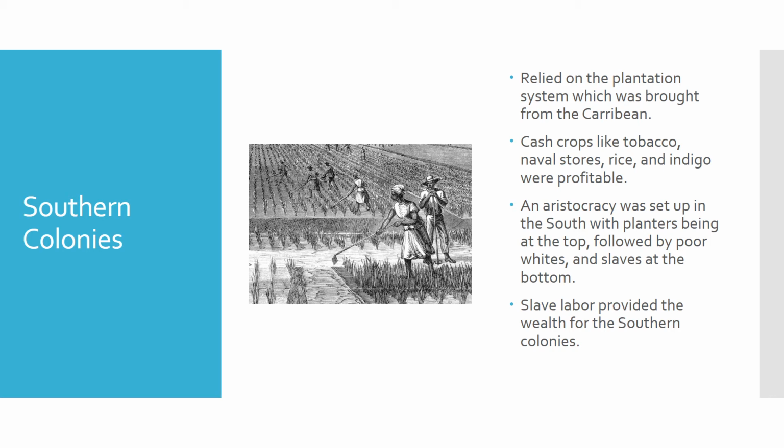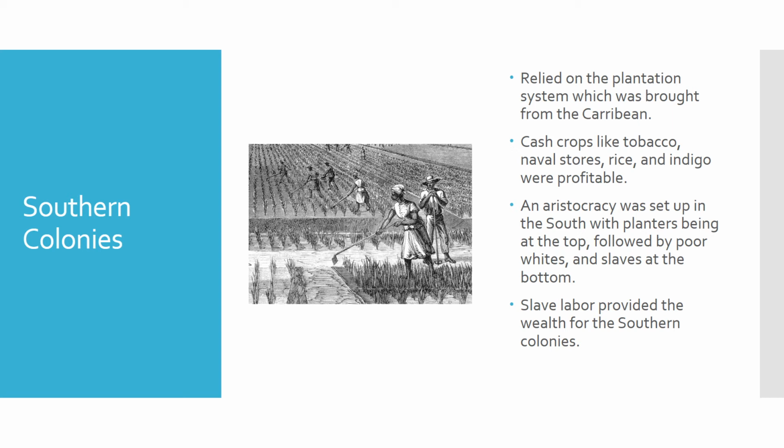Those planters, even though they're a minority of the population, there aren't many of them, they are the most important members of the society. An aristocracy is going to be set up where those planters are going to sort of be in charge of everything. They're going to control the economy, they're going to control the culture, they're going to control politics, the government. Okay? And then underneath that aristocracy of planters, you had poor whites, and that's the majority of the population.